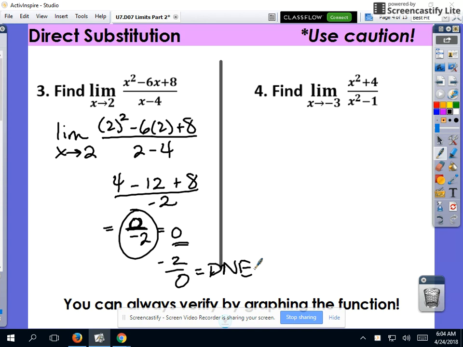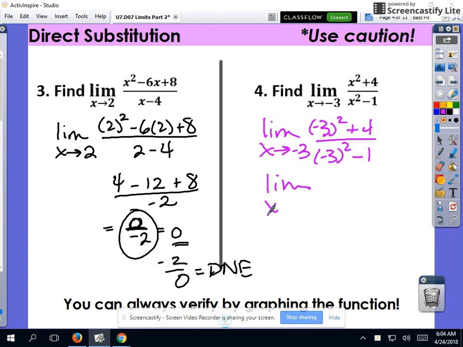Great. Let's go ahead and try this next one. If we plug in negative 3, actually pause the video, plug it in, and see what you get. 30 seconds, ready to go. All right, as you direct substitute, negative 3 squared plus 4 over negative 3 squared minus 1, limit as x approaches negative 3, that would be 9 plus 4 over 9 minus 1, which is going to be 13 over 8. Awesome. Way to go, guys.